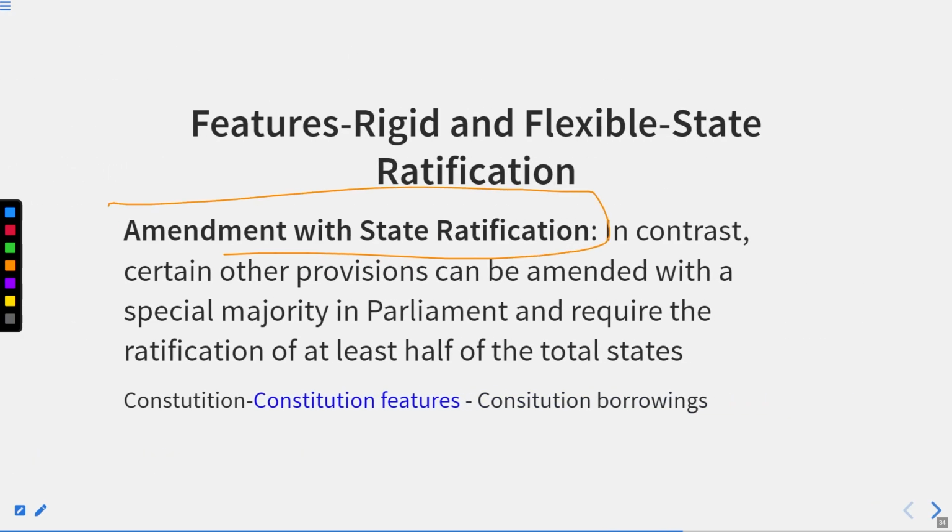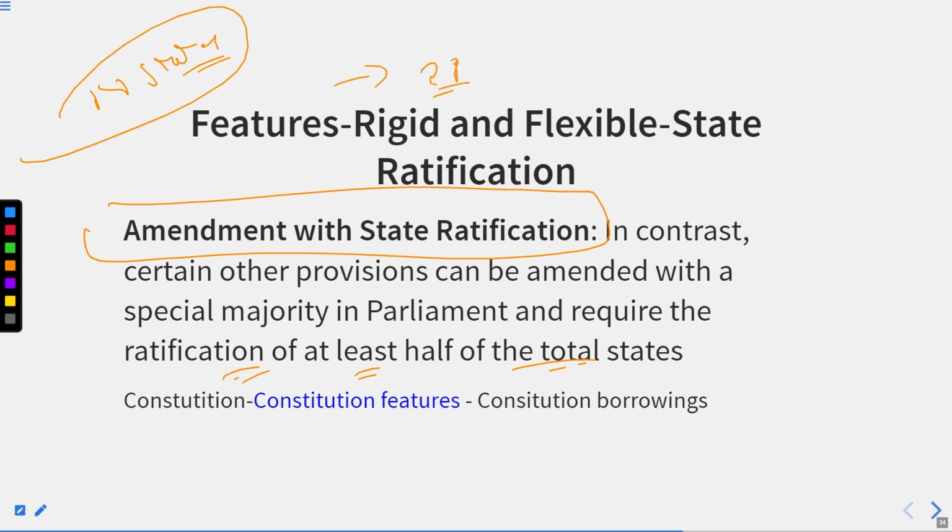Amendment with state ratification. In contrast, certain other provisions can be amended with a special majority in Parliament and require the ratification of at least half of the total states. It means that even if you are able to pass the bill with special majority, it still requires at least 14 states to be in favor of this bill. Because we have 28 states in total and half of 28 states is 14.